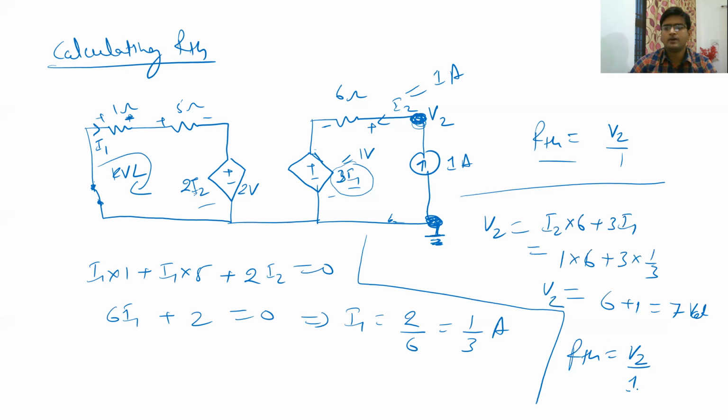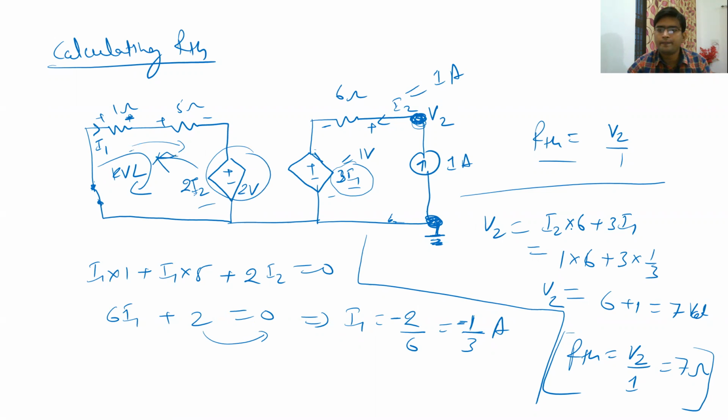So RTH is V2 divided by 1, which is 7 ohm. So you get your RTH as 7 ohm for this whole circuit. But I made a little mistake, since this 2 will go this side, so this will become a negative sign. So this I1 will be minus 1 by 3 ampere. As it is obvious, since this is working as a voltage source, this I1 cannot be in this direction. It has to be in this direction, right? So let us make this correct. This plus sign will become minus, and the 6 plus 1 becomes 6 minus 1. So we will get basically 5 volt. So RTH will become 5 ohm.